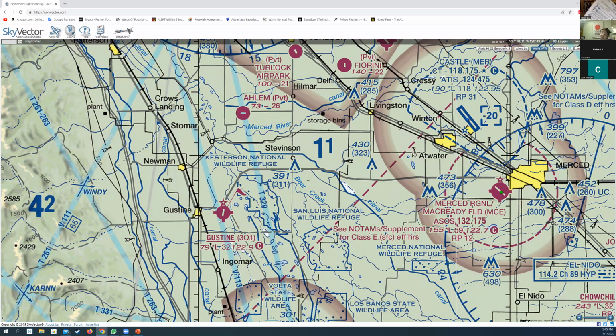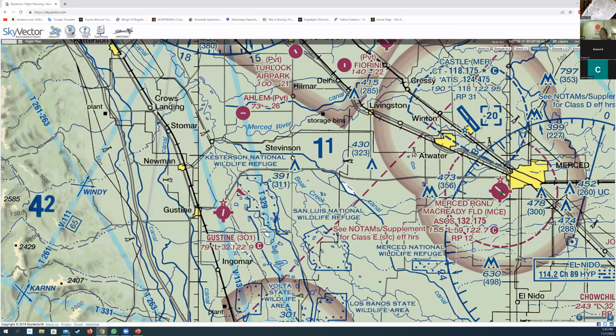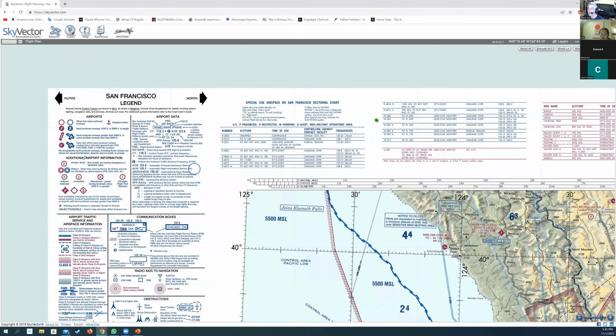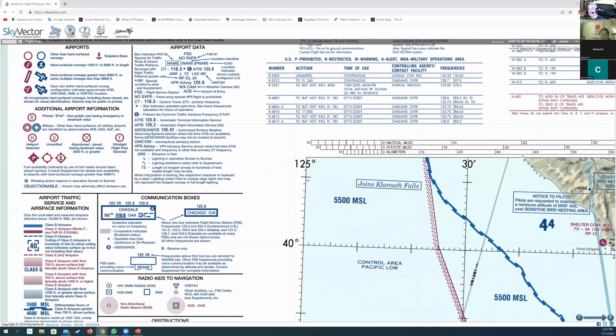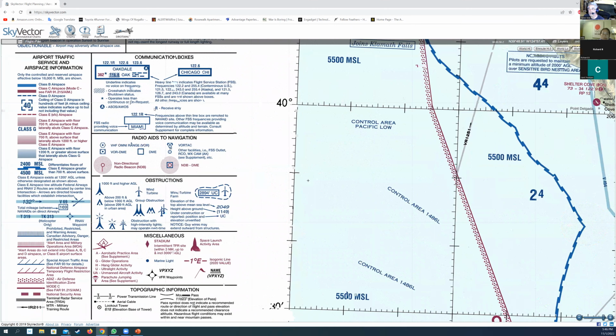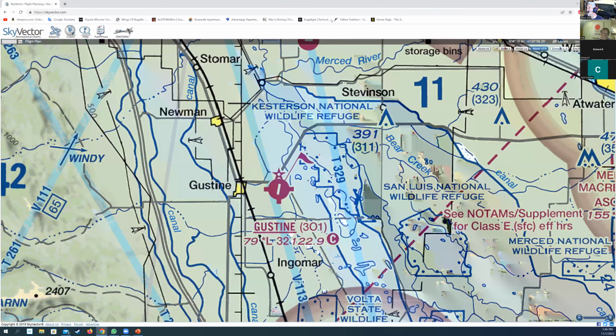Let's do world. We'll do the San Francisco chart. If I zoom out of the San Francisco chart, you can see that all the symbols are in the corner here. Everybody see that? Okay, cool. So we're going to go back to World VFR, and back to Guston Airport. Okay, so we've got Guston Airport here.